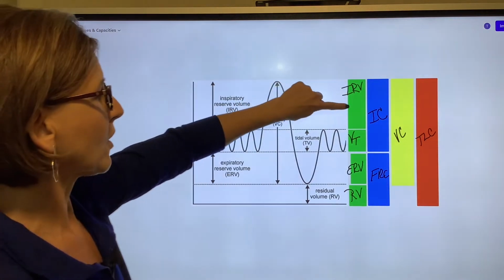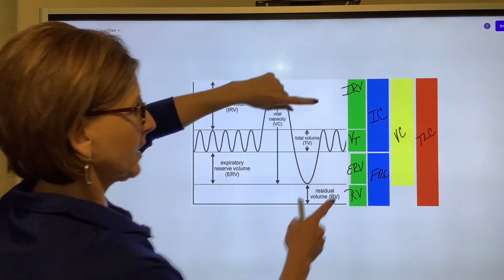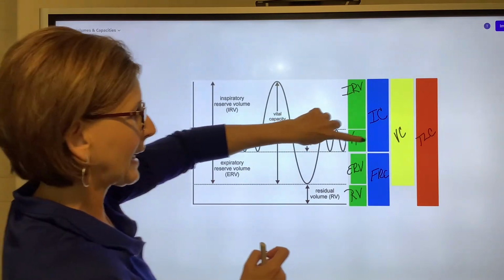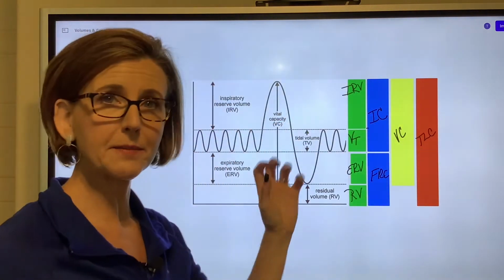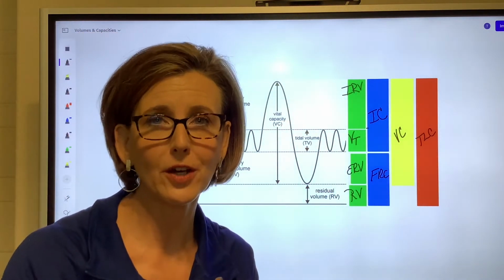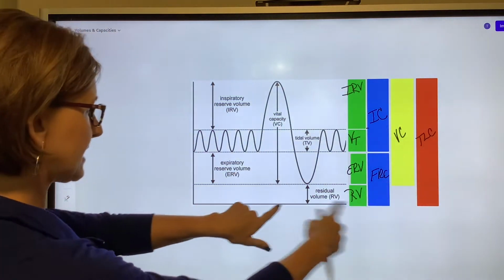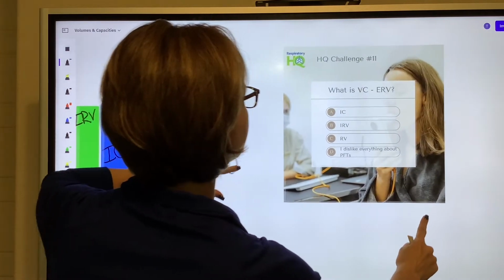I've got all of our volumes labeled: IRV, VT, ERV, RV, the inspiratory capacity and the functional residual capacity, the vital capacity, and the TLC. Okay, so if you're just coming at this box and you're like, oh gosh, it's that box I hate, watch the video. The videos that I have will help you with this. But let's take this and apply it to an entry-level test question.